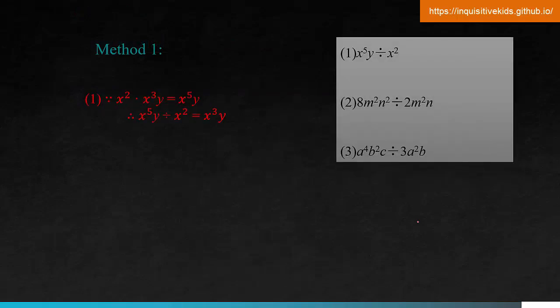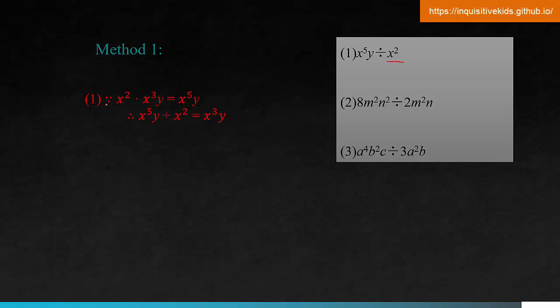Method 1. For the first problem, we have x to the 5th power y divided by x squared. We can think, what times x squared gives us x to the 5th power y? Since we are using the product of powers, we know that x cubed y times x squared gives us x to the 5th power y. And so our answer is x cubed y.